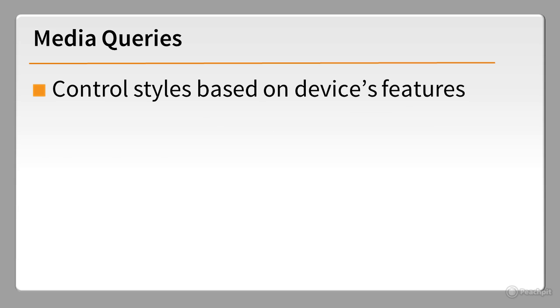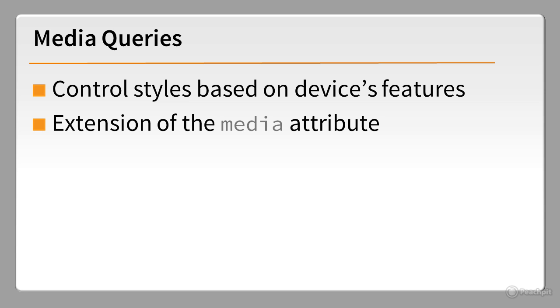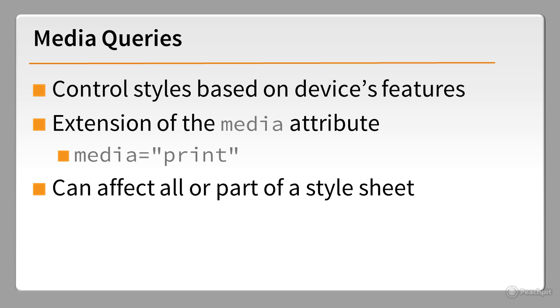Media queries control the delivery of CSS style rules based on a device's features, such as width, orientation, resolution, or any combination of such features. They're an extension of the media attribute, which allows you to target style rules at different types of device, such as targeting printers by including this when attaching a style sheet. Media queries can be used to control an entire style sheet or just part of it.